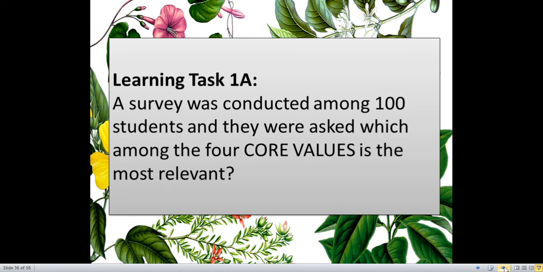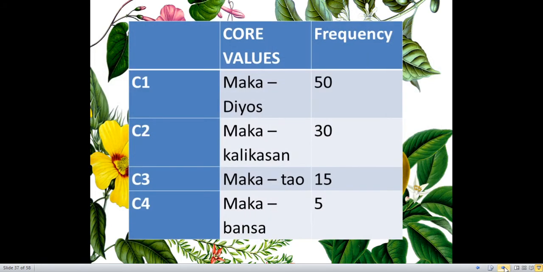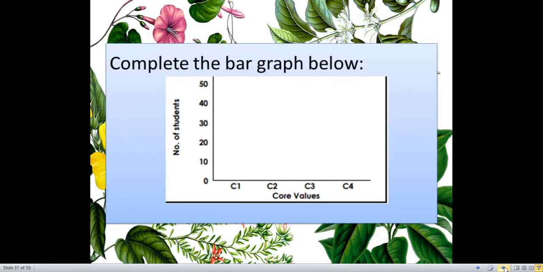A survey was conducted among 100 students and they were asked which among the 4 core values is the most relevant. So here is the table, and you need to complete the bar graph below. Meaning to say, you need to do a bar graph for our learning task 1A given the data that is presented. Remember, a bar graph has a space in between.